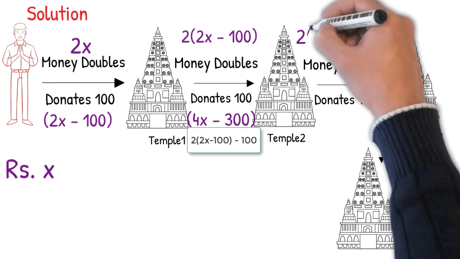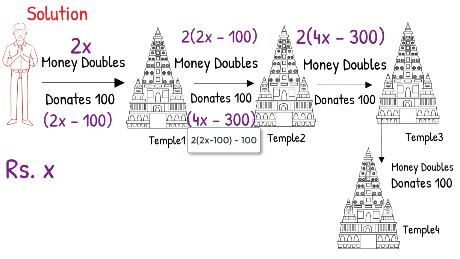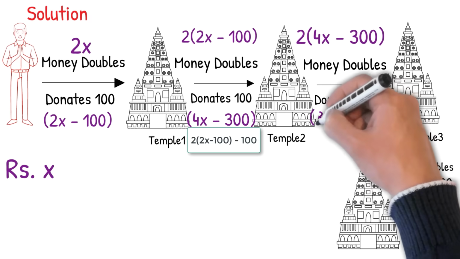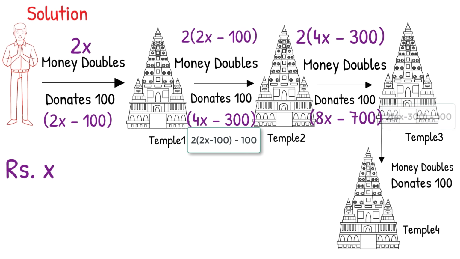In third temple, as soon as he enters the temple, his money is doubled to 2 into (4x minus 300). 4x minus 300 is the money left before visiting the third temple. On his way out, he donates another ₹100 and he is left with ₹8x minus 700.